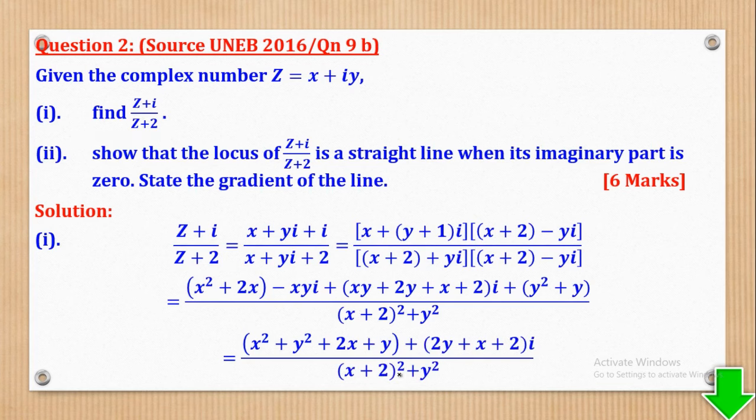As long as there's no imaginary part in the denominator, you are good to go. So now we shall go to Roman 2, where they want you to show that the locus is a straight line when the imaginary part is 0.